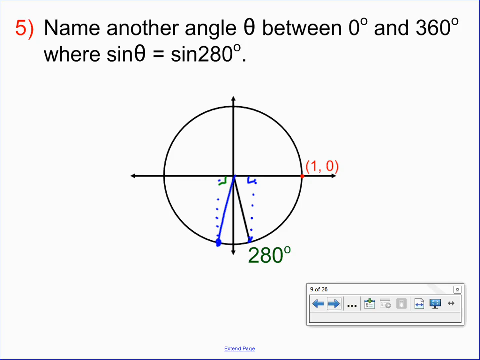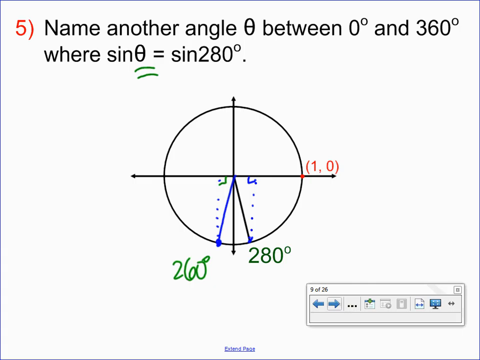it looks like we're 80 degrees off of the horizontal, so 80 degrees off of 180 would be 260, is that right? 260? So it looks like 260 degrees would have a value of sine that matches 280 degrees. Nice.